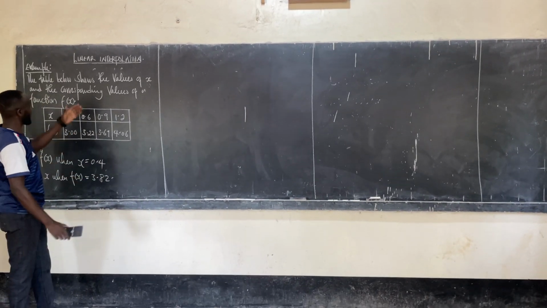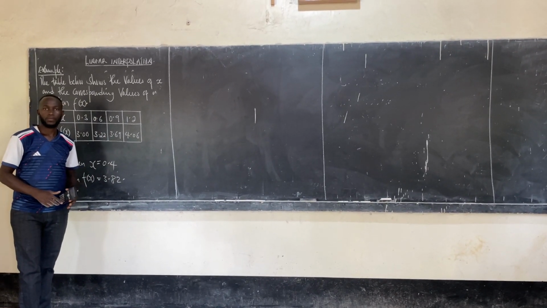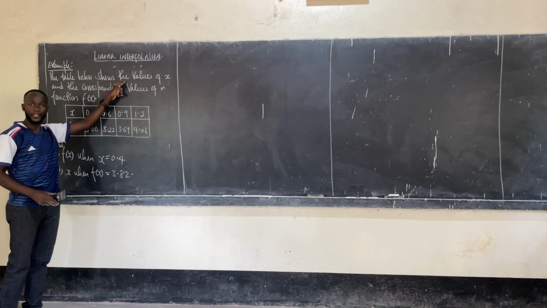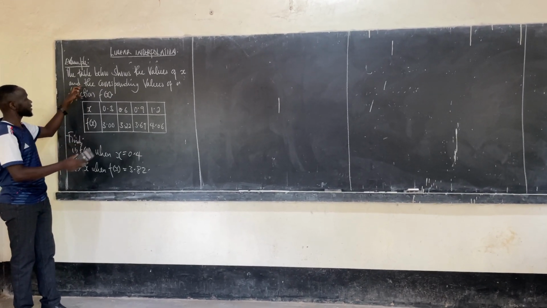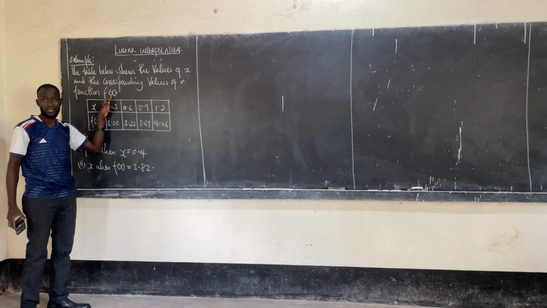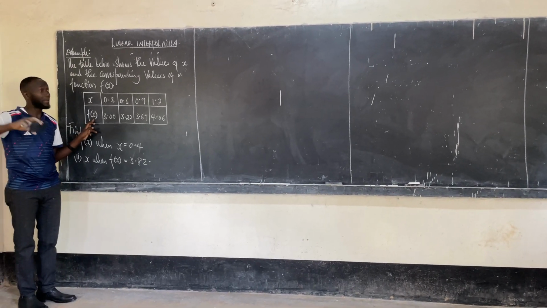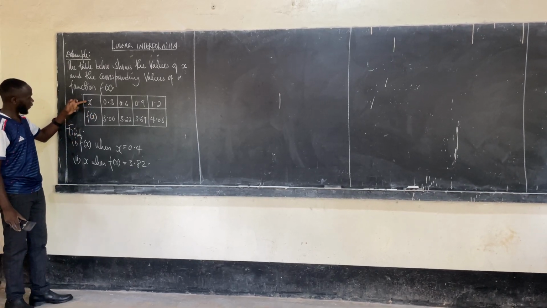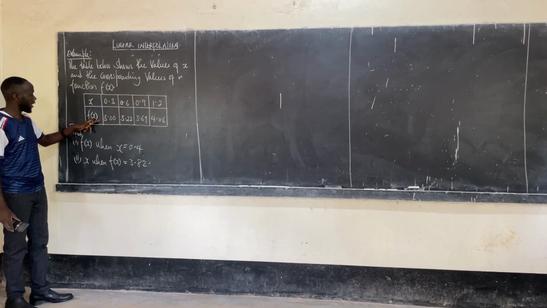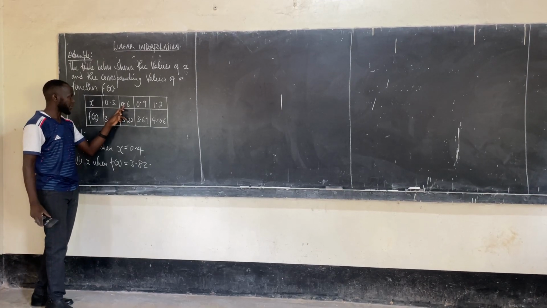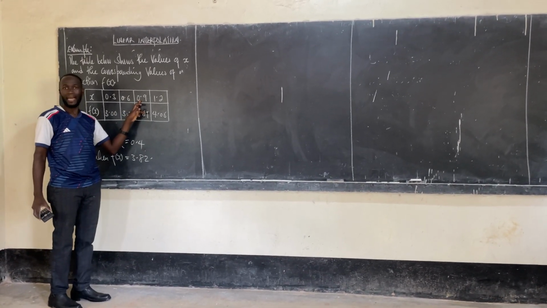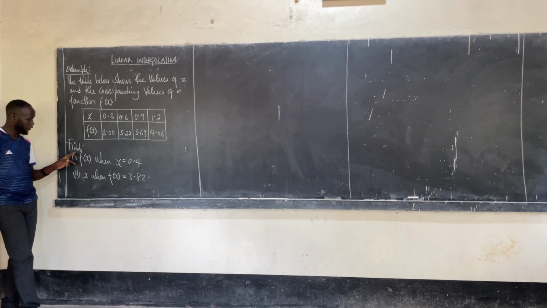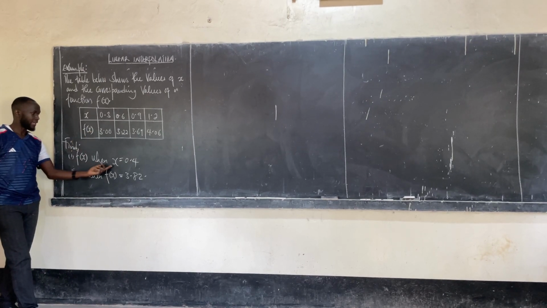Now, when you look back at this example under linear interpolation, we are saying the table below shows the values of x and the corresponding values of a function f of x. So we have a function f of x, which we would probably call the curve y, and we have the values of x. When x is 0.3, we have f of x at 3.00. When x is 0.6, we have this. When x is 0.9, this one happens. When x is 1.2, this one happens. Now the question comes: find f of x when x is 0.4.